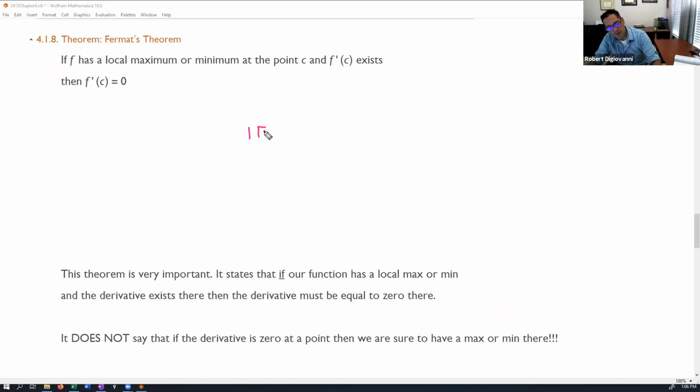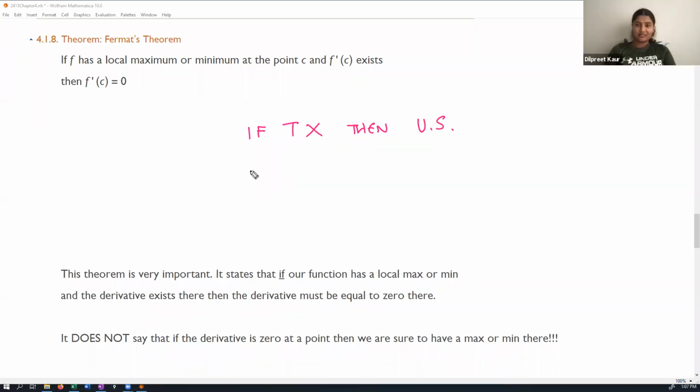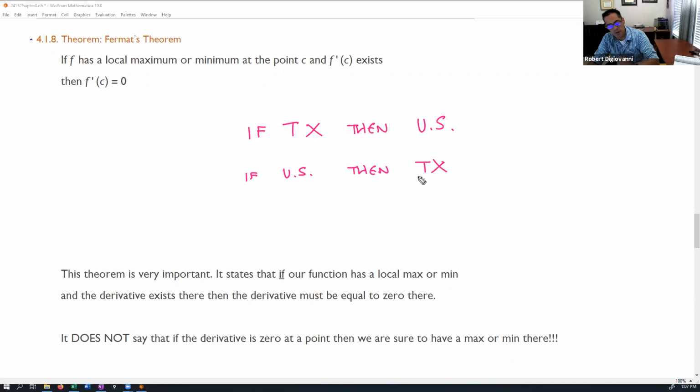If I write this down: if you live in Texas, then you live in the United States. We all agree with that? If you're from Texas, you live in the United States. You cannot reverse this and have it still be true, right? If you live in the United States, then you do not have to live in Texas, right? So you cannot just arbitrarily switch the order of a statement and have it stay the same.